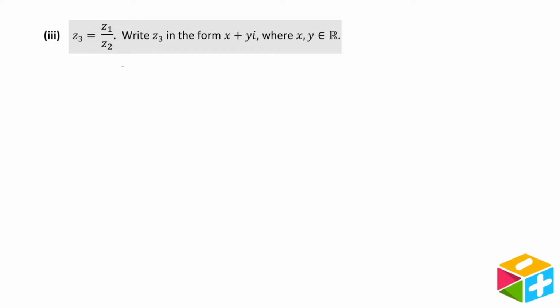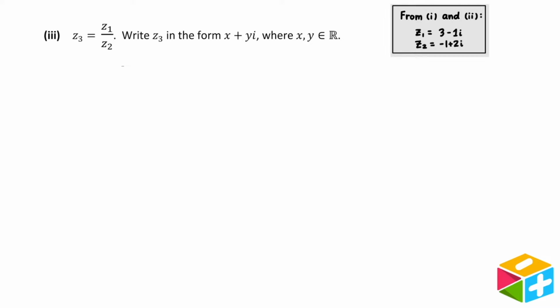z3 is equal to z1 divided by z2. Write z3 in the form x plus yi, where x and y are elements of the real numbers. Well, from part 1 and part 2, we know that z1 is 3 minus 1i, and z2 is equal to minus 1 plus 2i. We know that z3 is z1 divided by z2. So to start off, let's write in the values for z1 and z2.